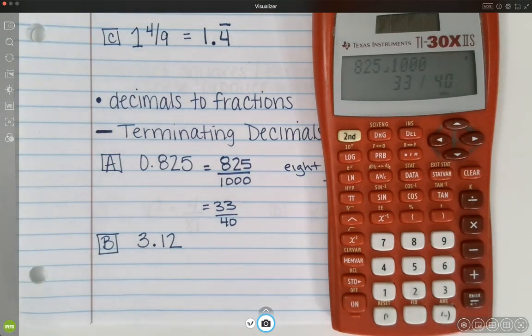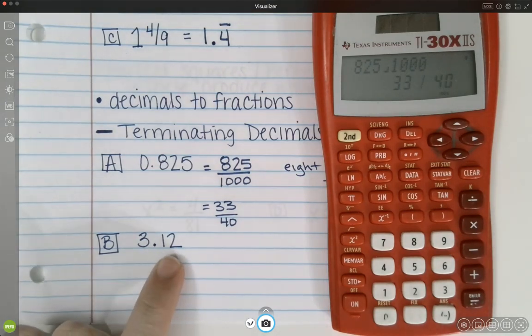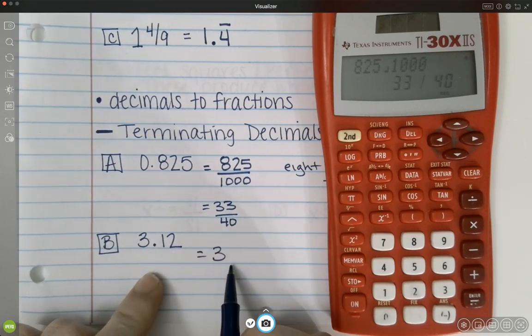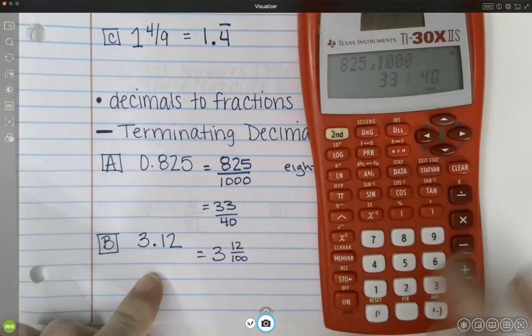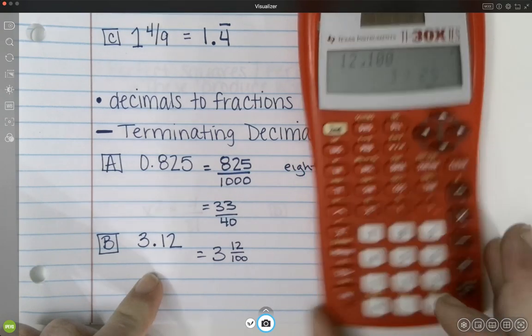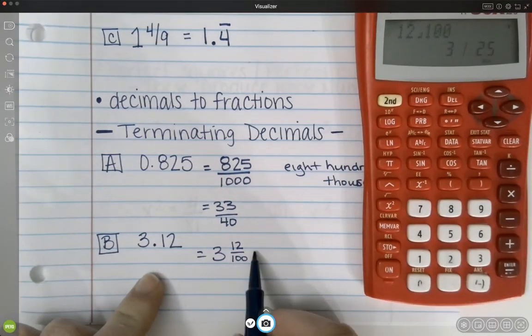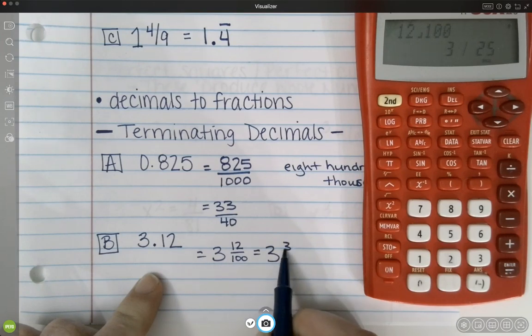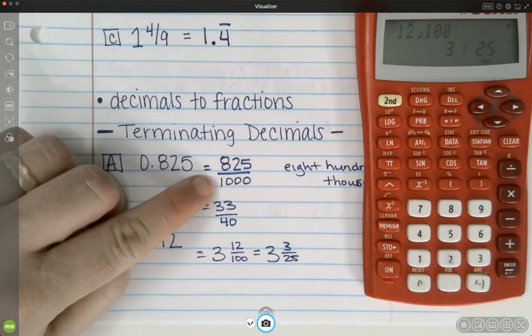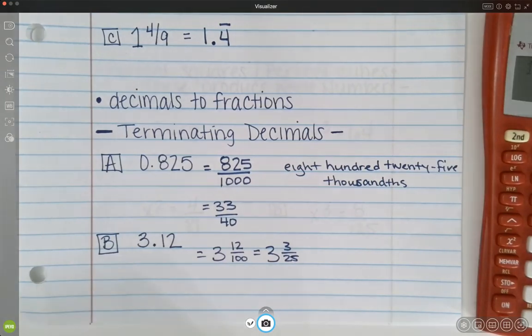Here we have 3 and 12 hundredths. So again, I would do my 12, ABC 100, seeing how this simplifies, and I have 3 25ths. So we would have 3 and 3 25ths. So that's how we do terminating decimals. We need to use the place values of how we would read it and write it as a fraction accordingly.